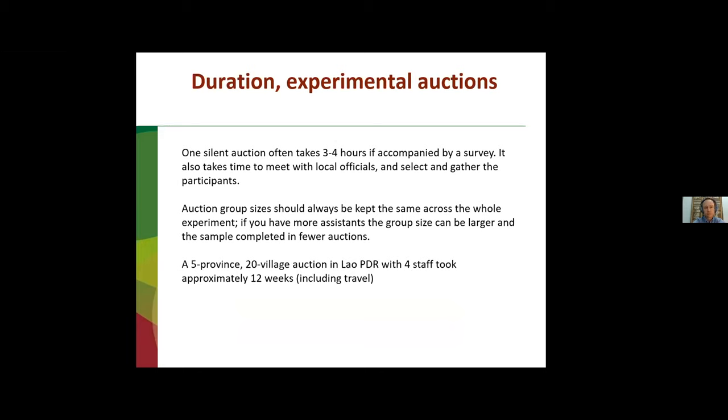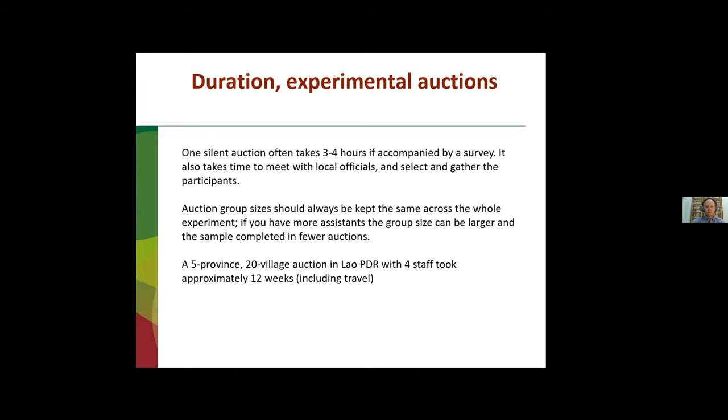To do a silent auction often takes about 3 to 4 hours if you're accompanying it with a survey. So if you're gathering more information about the participants in addition to the bids, it takes plenty of time. It also takes time to meet with local officials to make sure you're following your protocol in selection and gathering the participation, the samples. So that's quite time consuming.